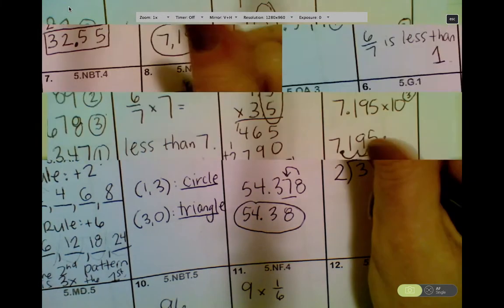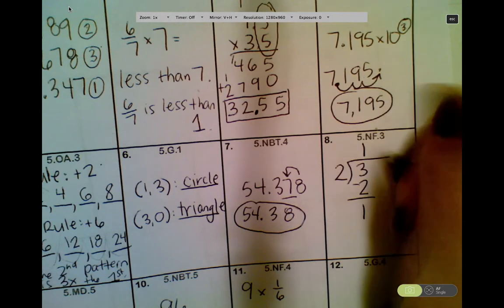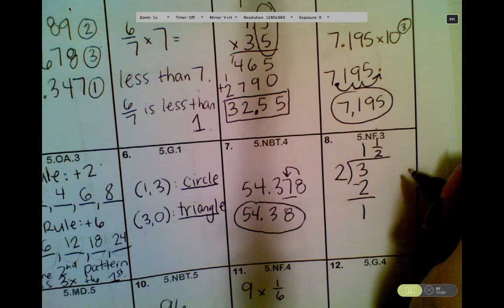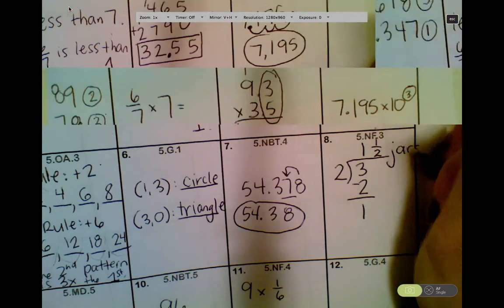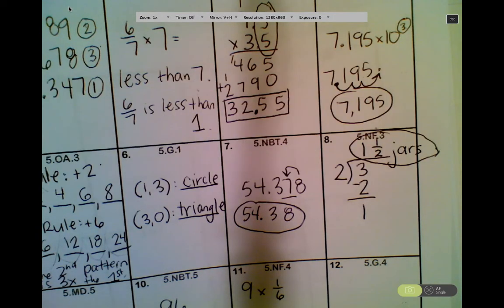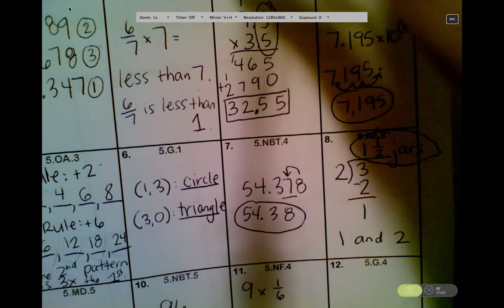2 goes into 3 once. 1 times 2 is 2. And we subtract. Bring our remainder up as a fraction. So they each get 1.5 jars. The second part of that question says, between what 2 whole numbers does your answer lie? And it's between 1 and 2.